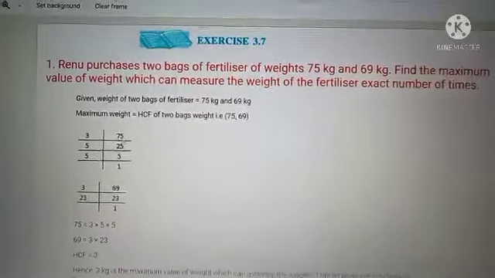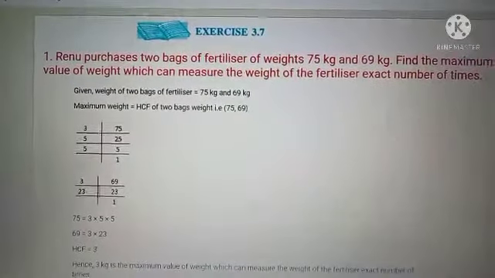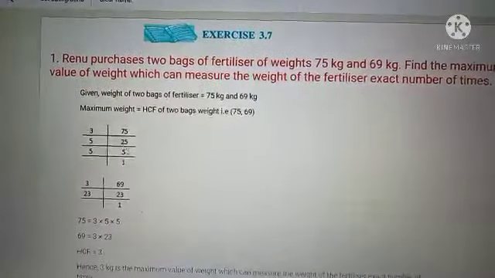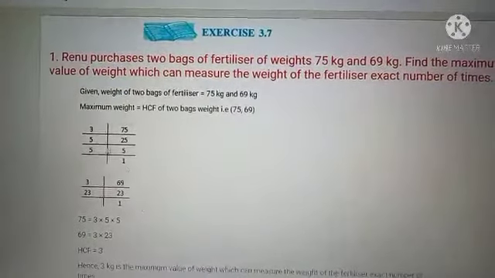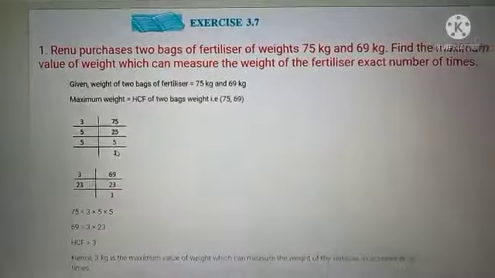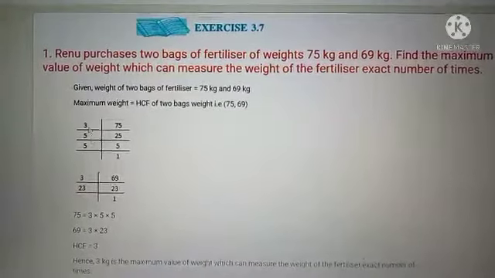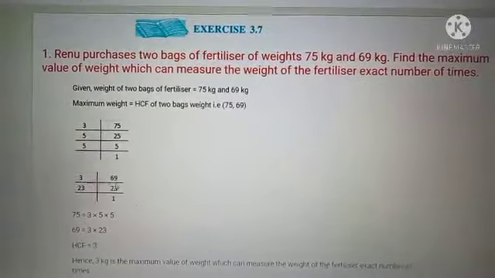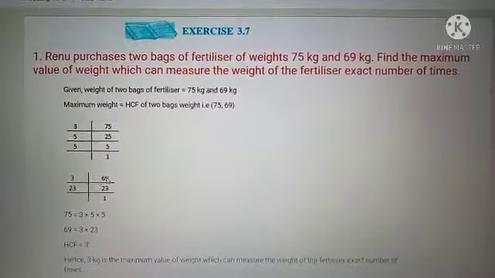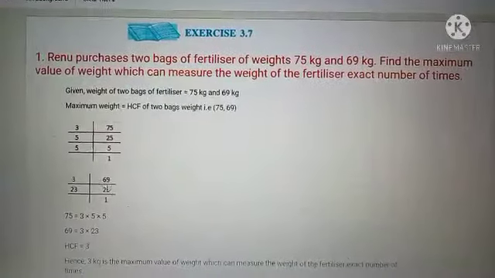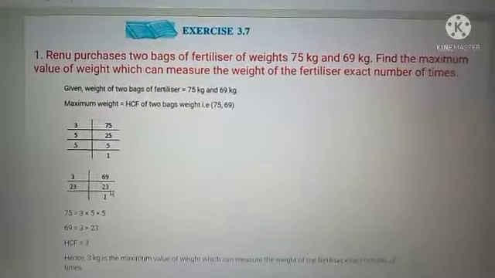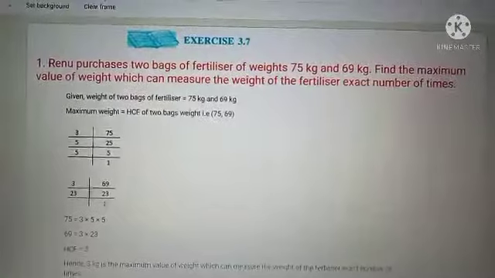75, we are finding the prime factorization. 75 divided by 3 is 25. 25 divided by 5 is 5. 5 divided by 5 is 1. So the prime factorization of 75 is 3 into 5 into 5. Then we are finding the prime factorization of 69. 69 divided by 3 is 23. 23 is possible only with 23. So 23 divided by 23 is 1.